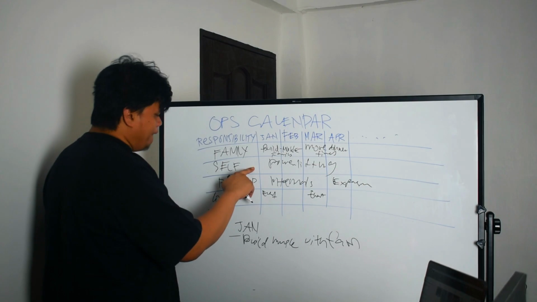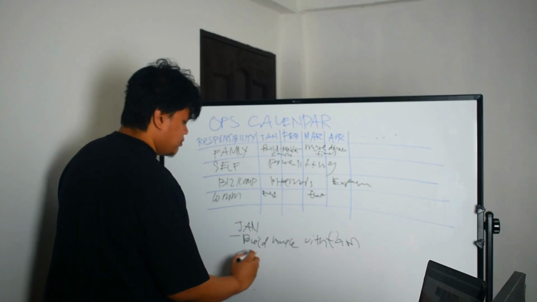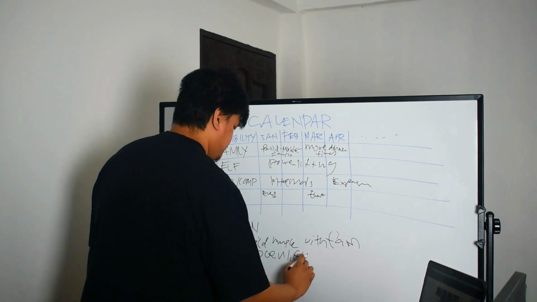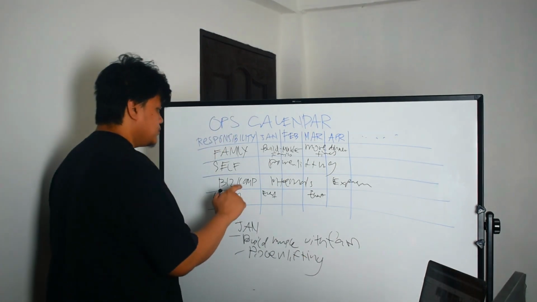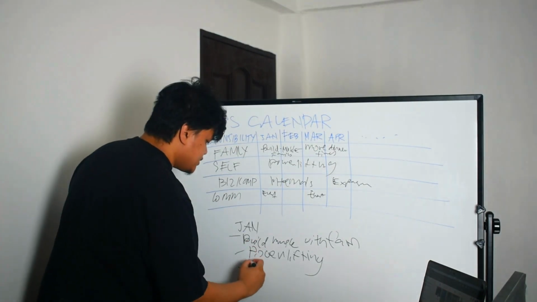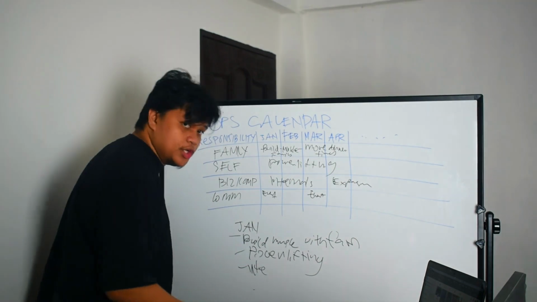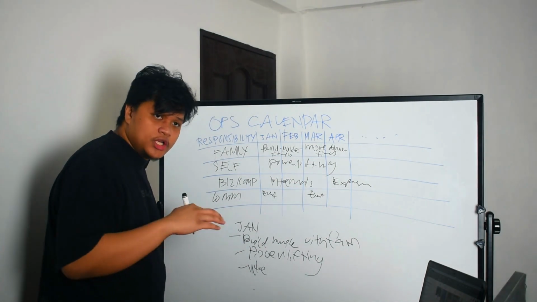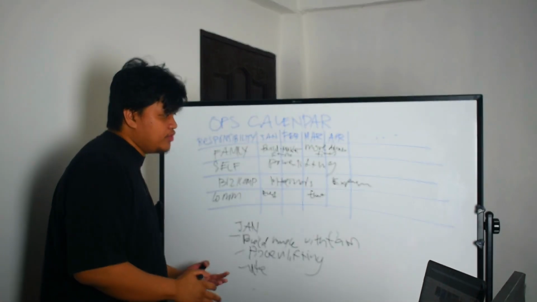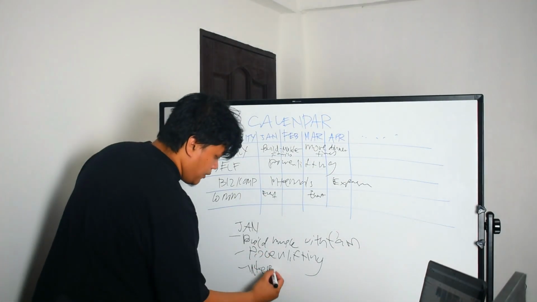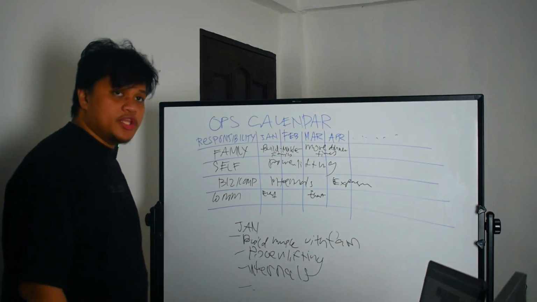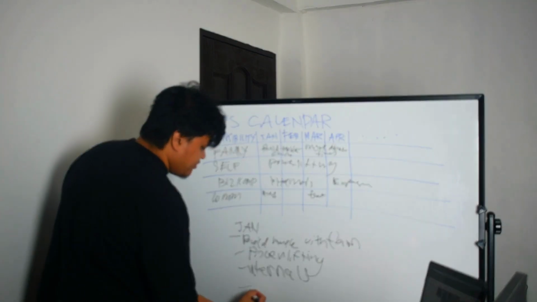Now for self, I wrote here I want to focus on my powerlifting. For our business and company, I want to focus on our internals. So we held a yearly ops calendar or yearly review and yearly planning, and we reflected that in the first quarter of the year we want to focus on internals. And then for community, we see that we have an event.